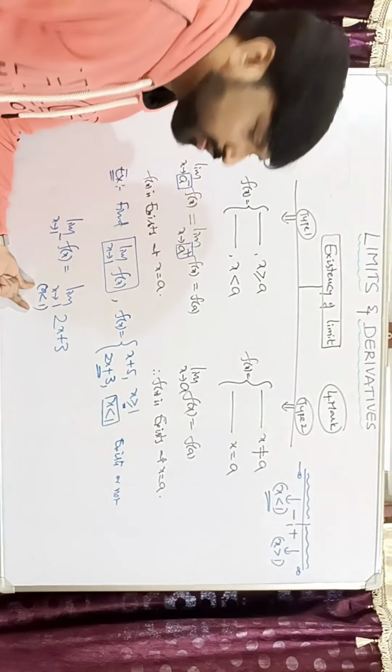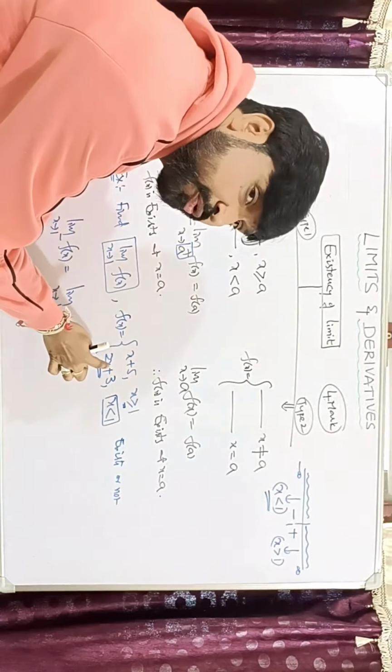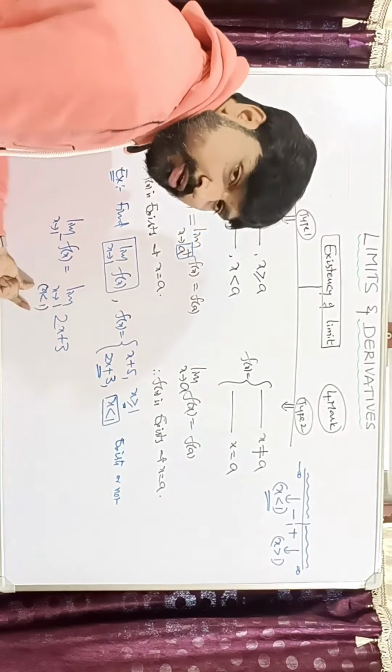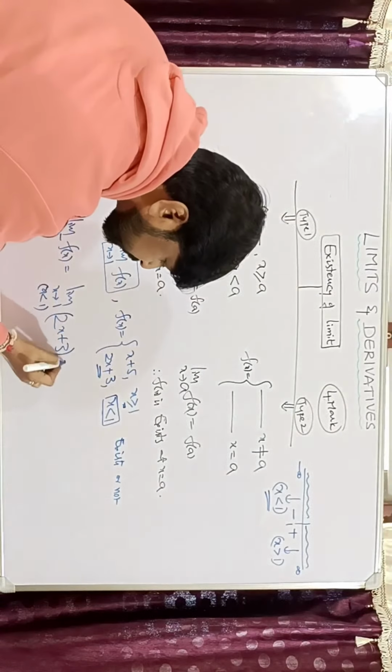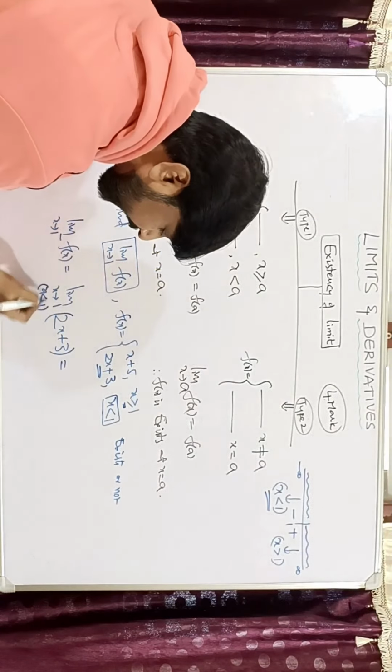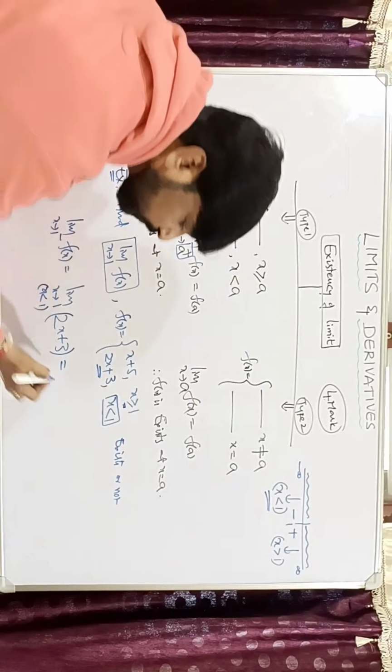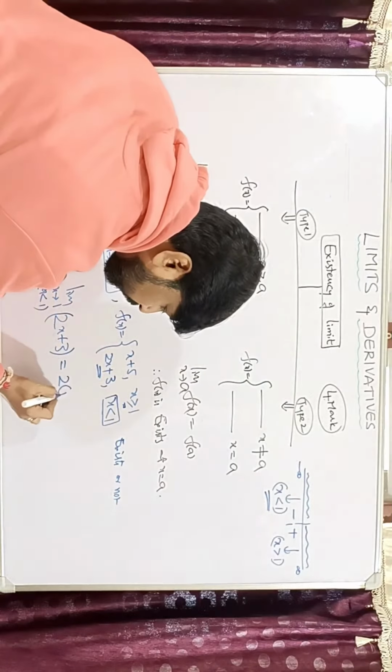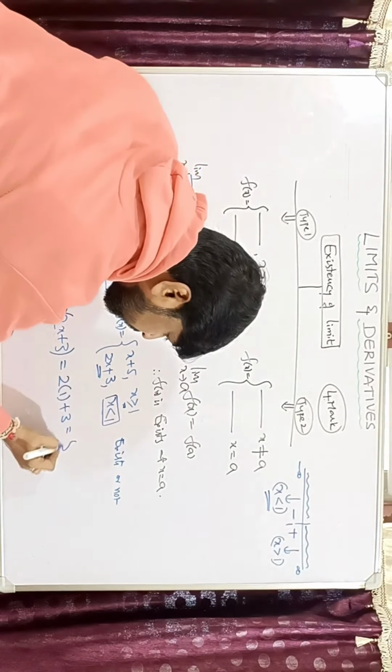Function selection understood? From these two functions, which function are you going to select? The second one, first you need to write. Now let us substitute x as 1 in place of x. So 2 into 1 plus 3 is equal to how much? 5.